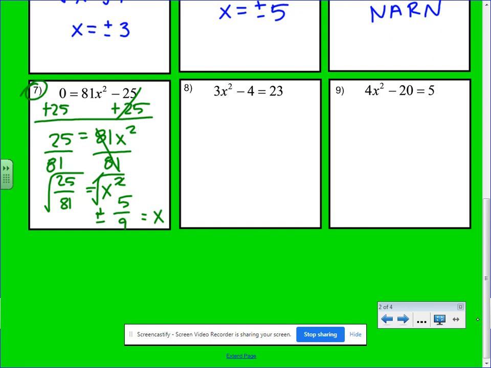If they work out to both be perfect squares, that doesn't always happen that way. Otherwise, you can just put it in your calculator. And if you do the square root of 25 over 81, or just simply do 5 over 9, you get 0.5 repeating. So you could also have plus or minus 0.5 repeating.